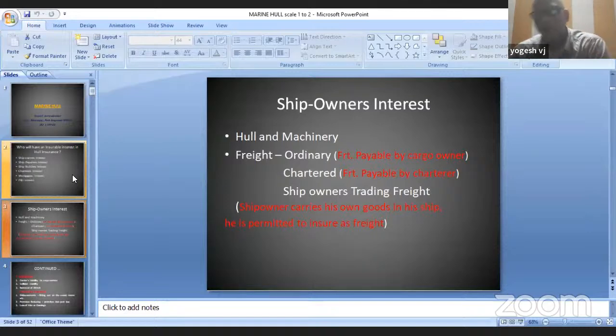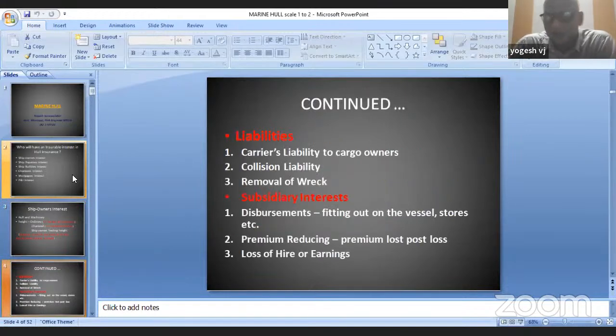Okay. If I myself am the owner of the vessel and I am plying the vessel in the ocean, then the ship owner carries his own goods in his ship. He is permitted to insure freight as well. So I will be insuring the freight as well. Okay. Now, liabilities in case of hull insurance. What is the carrier's liability to cargo owners? Let us assume the goods are carried by some person who is a carrier. The goods will usually be carried by a logistics company, isn't it? So the liability for the cargo will be on the carrier if there is a loss in hull insurance. Then there is collision liability. And then after that, there is something called wreck.